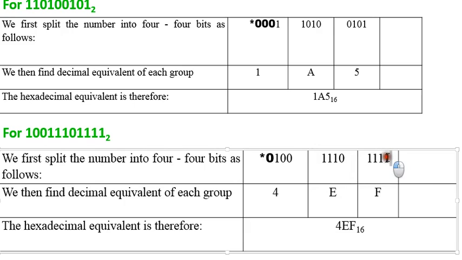But if you look at this one, all the 4 bits are 1. So I have 8 plus 4 plus 2 plus 1. Adding these will give me 8 plus 4, 12. 12 plus 2, 14 plus 1, 15. And you know, 15 is equivalent to F in hexadecimal number system. So arranging these ones will give me 4EF base 16 as my answer.